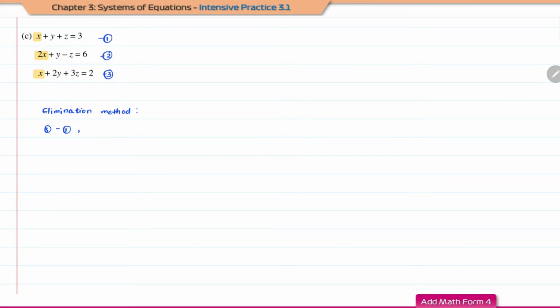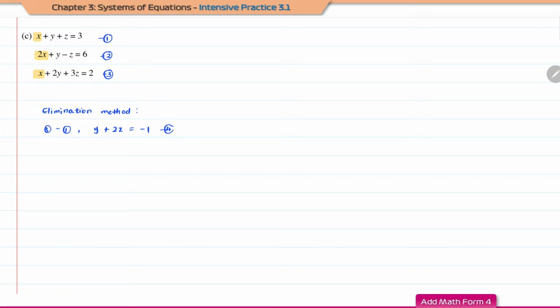eliminate the x. Therefore, x minus x is equal to 0. So 2y minus y, you're going to get y, and a positive 3z minus the z, then you're going to have positive 2z. And then 2 minus 3 is equal to negative 1. So this one, I'm going to label as my equation number 4.